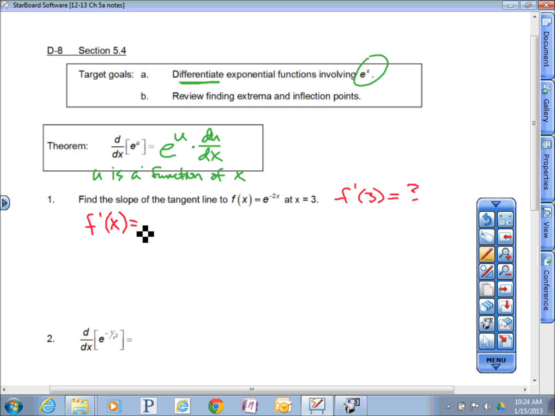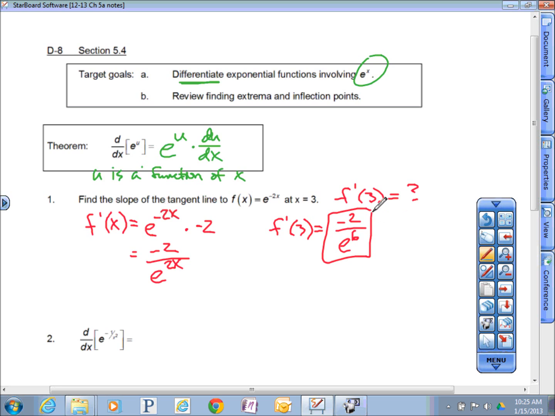So what do I have? I have e raised to the negative 2x. So the derivative of e to the negative 2x is e to the negative 2x times the derivative of negative 2x. So what I really have is negative 2 over e to the 2x. If I want to find f prime of 3, we'll plug that in. Looks like negative 2 over e raised to the 6th power. And yes, you can make a decimal out of it, but if you could make a decimal out of it, we should have done this problem with the calculator in the first place.